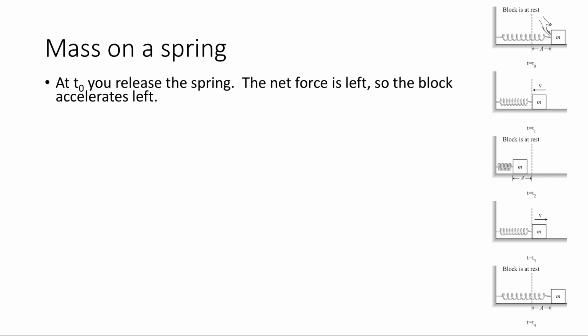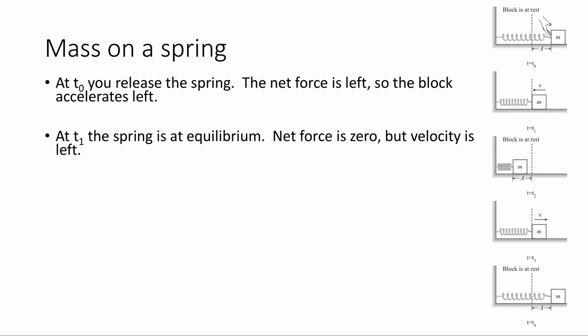So at t naught, you release the block on the spring. The net force is to the left, so the block accelerates to the left. At t1, the block has moved far enough that the spring is at equilibrium. The net force is 0, but over the time interval between t0 and t1, the block has been accelerated to the left, which means that when the block reaches the equilibrium position at t1, it has some velocity v to the left.